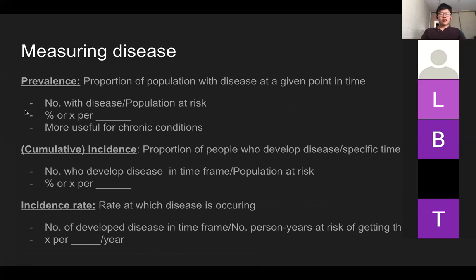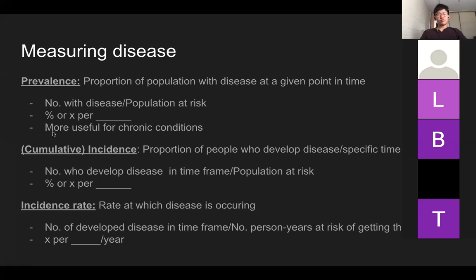Next up, we've got prevalence and incidence. The important distinction there is prevalence is the number of people with the disease at a specific point in time. It's definitely more useful for chronic conditions, whereas incidence is how many people develop the disease. Here you've got specific metrics such as prevalence, which is the total number of people with disease divided by the population at risk, while cumulative incidence is the number of people who develop disease over the population at risk. So it's normally measured in a specific time frame.